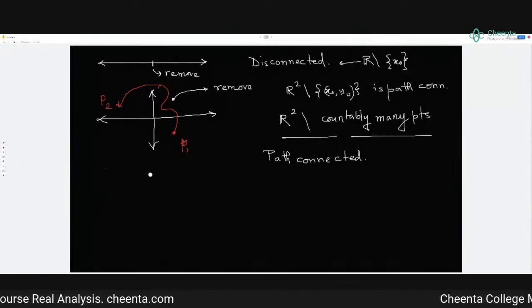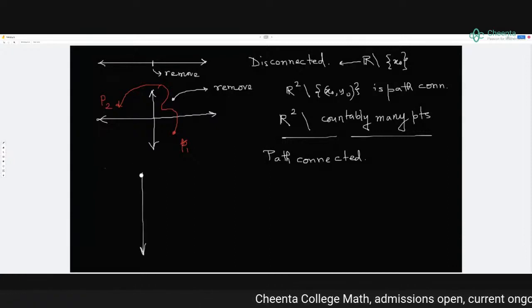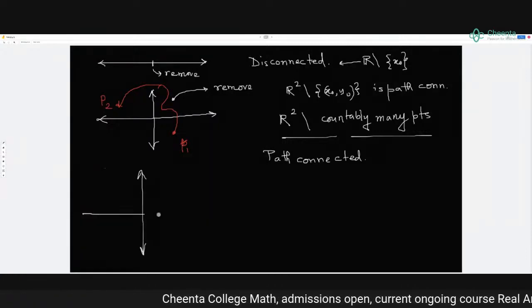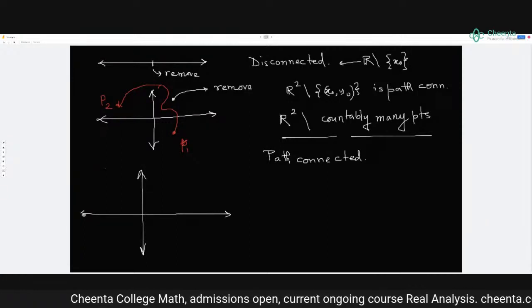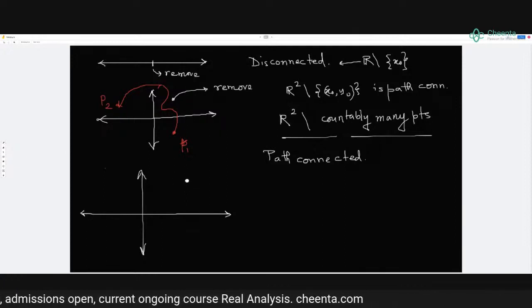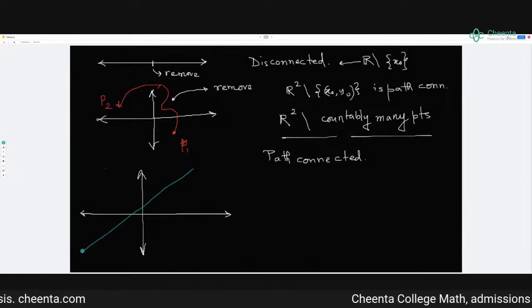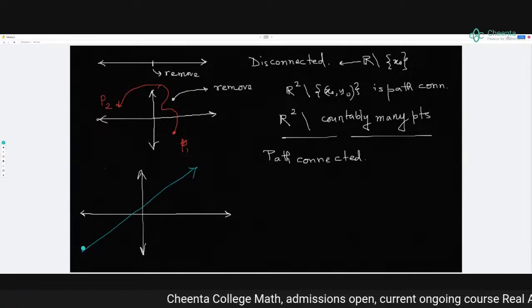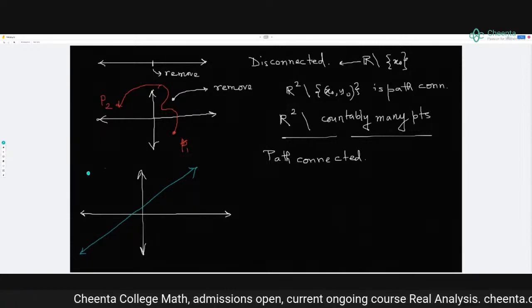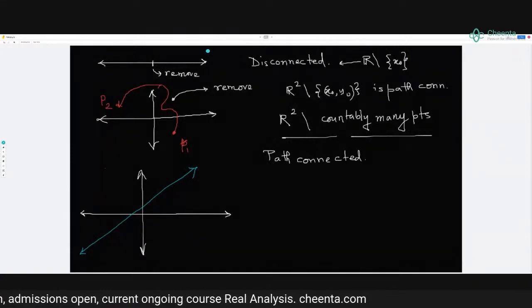Now, surprisingly, in R2, if I remove a line, then it loses the connectedness property. So suppose we are now removing this blue line from R2. This is also never ending, so it's an unbounded line. That's the difference between a line segment and a line.